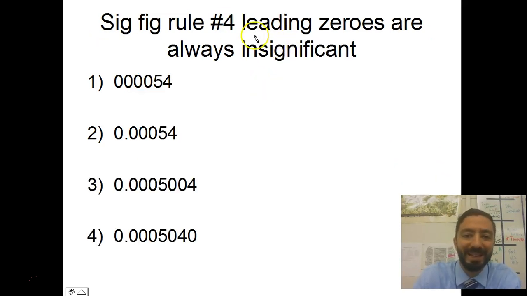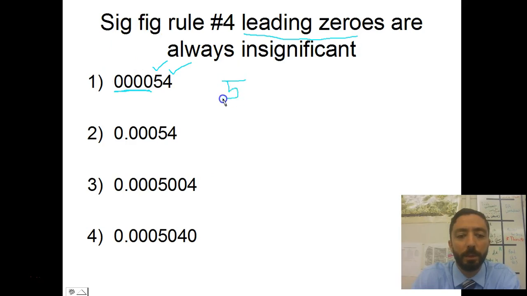Number 4, leading zeros. So these would be zeros that are falling before our non-zero. So for number 1, this is a very silly way to write a number, but believe me, it's probably been done before. 5 and 4 are not zeros, they're automatically significant. The zeros out front, they're to the left. According to rule 4, they do not count, and so this would just be the number 54 with 2 sig figs.